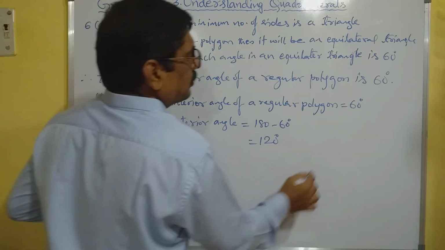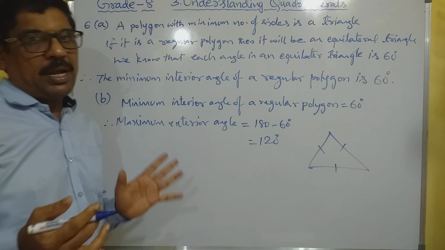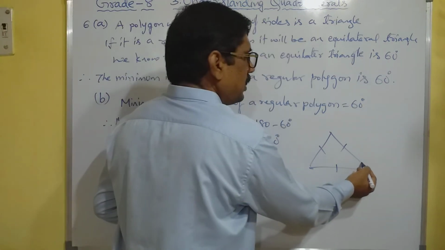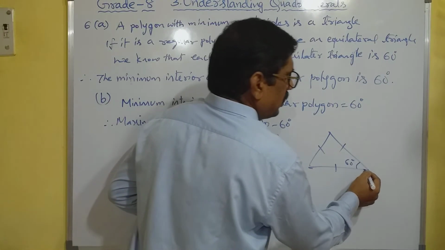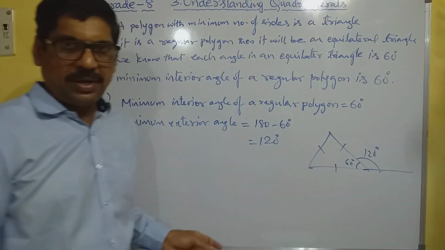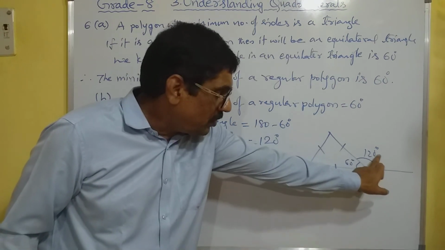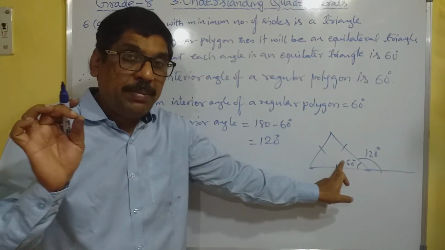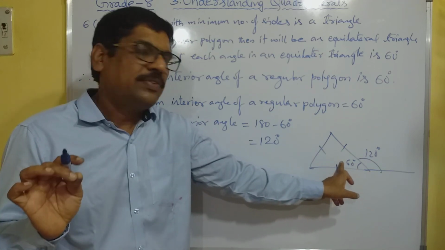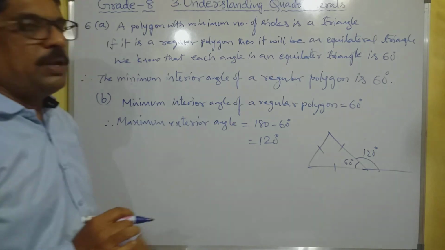I'll tell you how it is. So just now we have learned that an equilateral triangle is the minimum regular polygon. What is the interior angle in that? 60 degrees. Then what would be the exterior angle? 120 degrees. Okay. If it increases, this value will decrease. So this is the maximum one, this is the minimum one. The minimum interior angle is 60, whereas the maximum exterior angle of a regular polygon is 120. Understand? So please copy it.